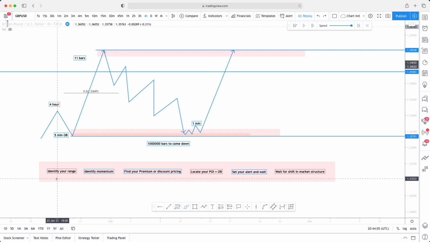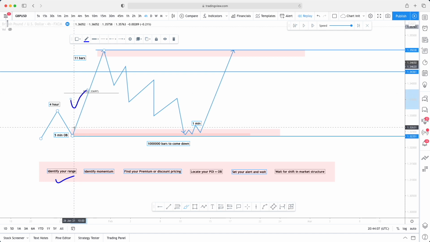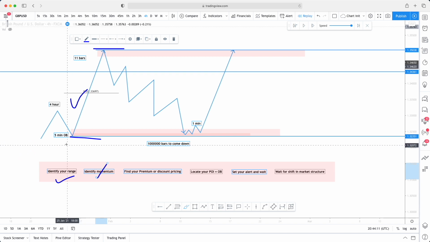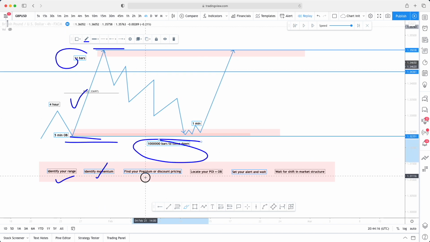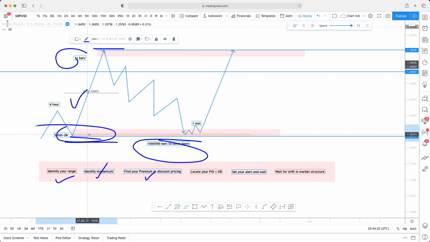So identify your range. Actually, you know what, I'm going to do that. Identify your range. We've done that, that range from here to here. Identify momentum. We've done that. We know that it was a million candles to come down. Find your premium discount pricing. We're buying, so we're going to buy from discount. We want to buy from here. Simple. We understood that.